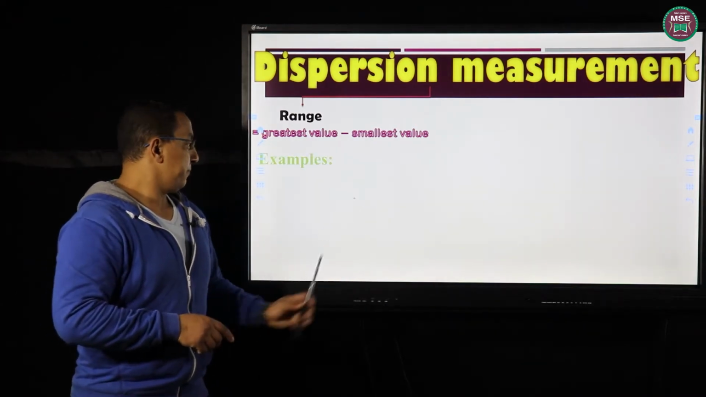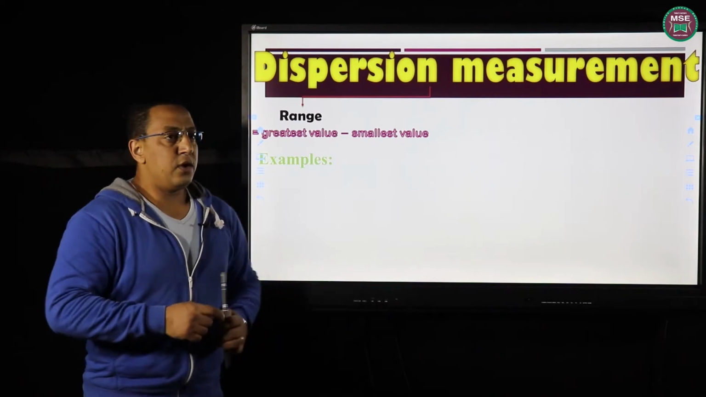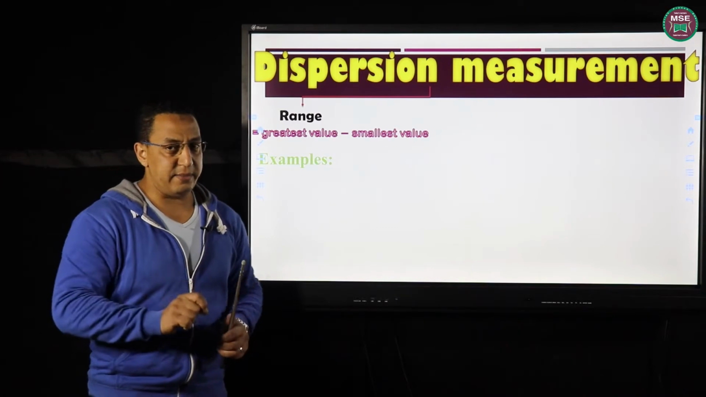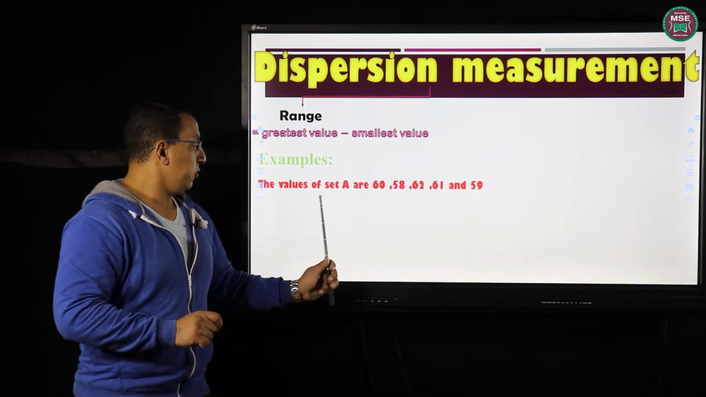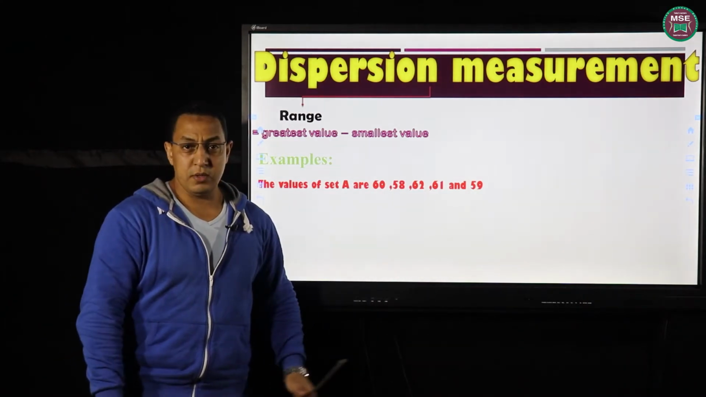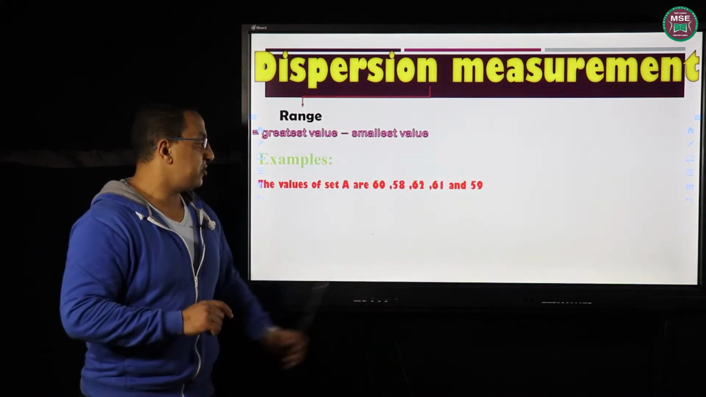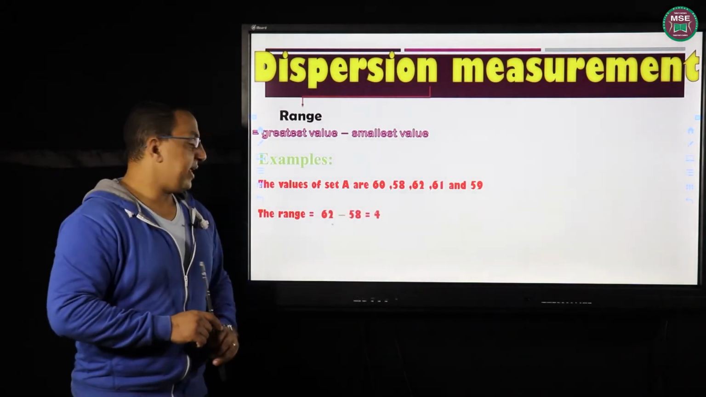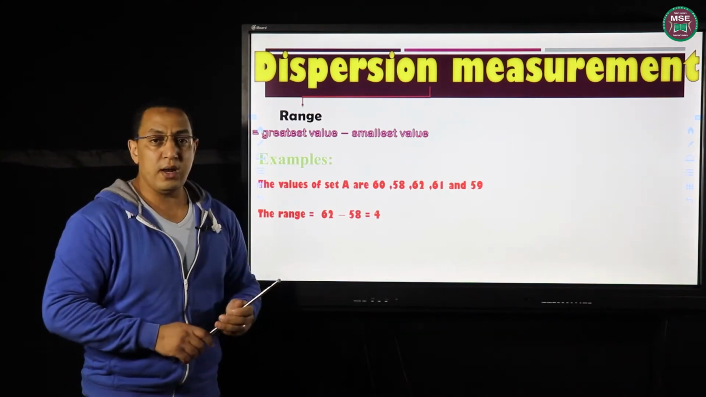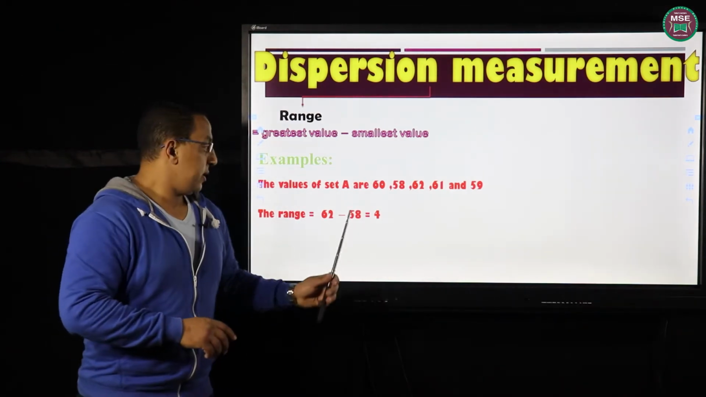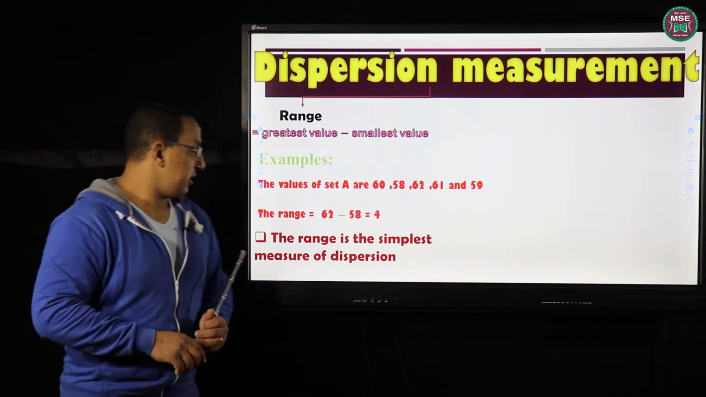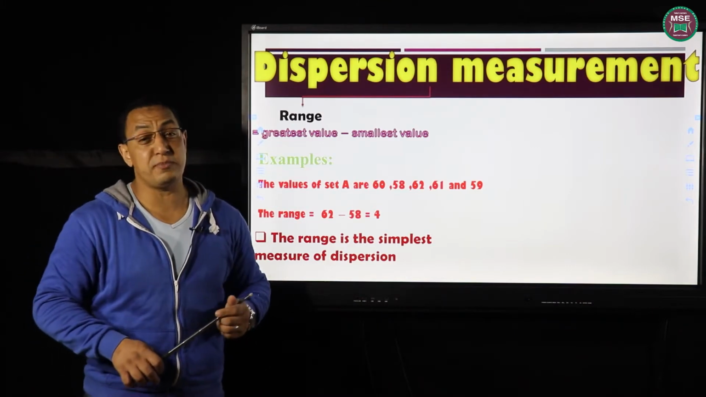For example, and this is very important, every year there is a question related to the range in the exam, inshallah. The values of a set A are 60, 58 and so on, and I need to measure the range between the values. The range here equals the maximum value minus the minimum value, which is equal to 4. Again, the range equals 62 minus 58, which is equal to 4. The range is the simplest measurement of dispersion.